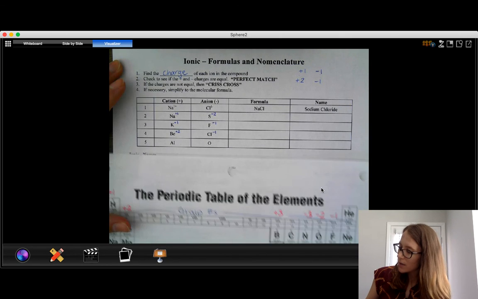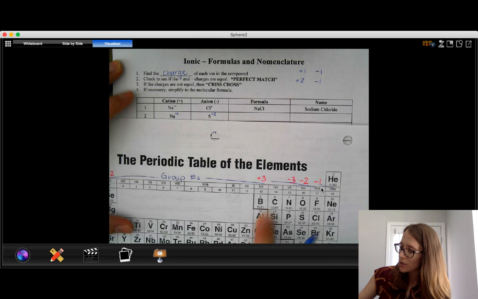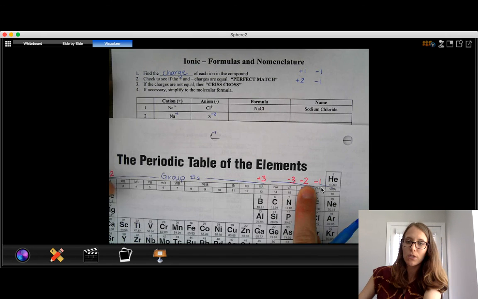And our last two are oxygen and aluminum. So oxygen's a +3, aluminum is a -2.